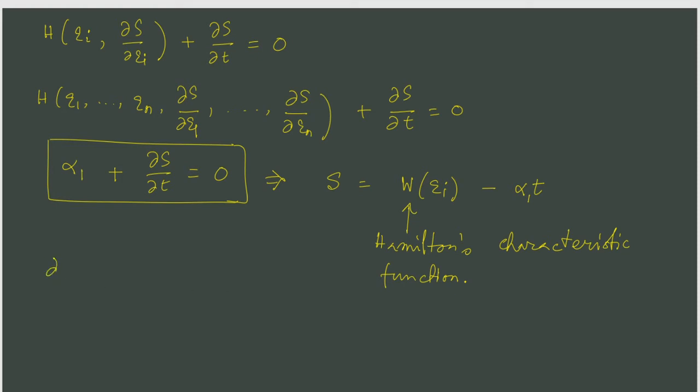Now, when we calculate del S del Qj with respect to some Qj, that must be equal to, after all, alpha 1 is a constant from this equation. So the partial derivative with respect to Qj will act only on the W. If that happens, then the Hamilton-Jacobi equation becomes somewhat simpler.